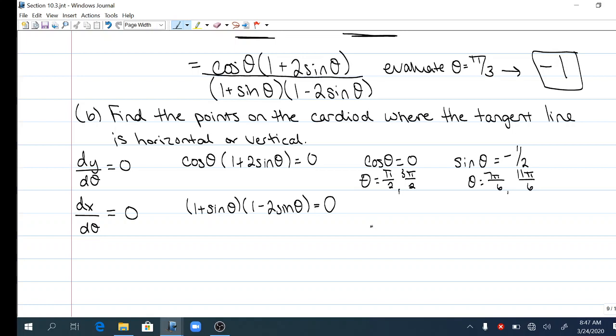Then for the denominator, if we set 1 plus sine theta equal to 0, we get sine theta equals -1. This is true only when theta equals 3 pi over 2. Then if we set 1 minus 2 sine theta equal to 0, we get sine theta equals positive 1/2 this time. And that would be for theta values pi over 6 and 5 pi over 6.